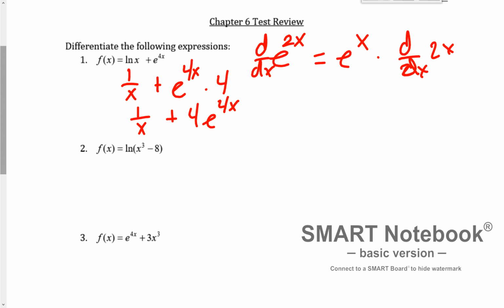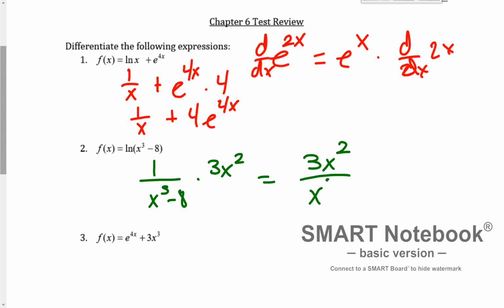Okay, this one, chain rule. So I have to do the derivative of ln, which is just 1 over x. So that'd be 1 over x cubed minus 8, and then I have to times it by the derivative inside, which is just 3x squared. So it's just the derivative of the inside over the inside.